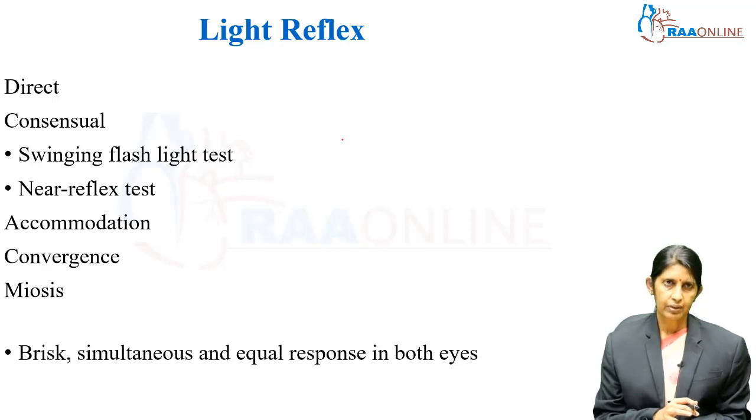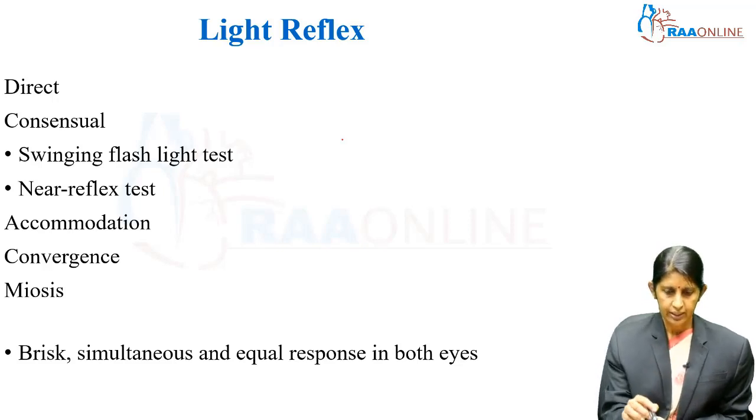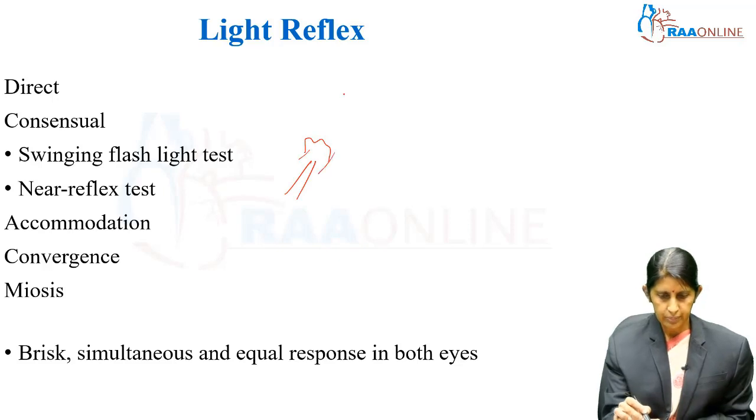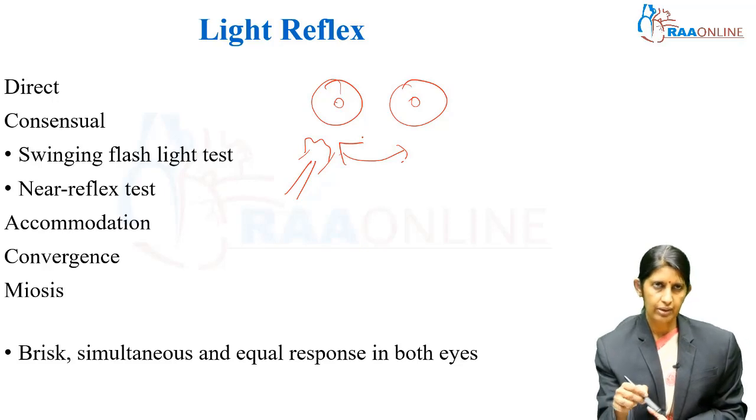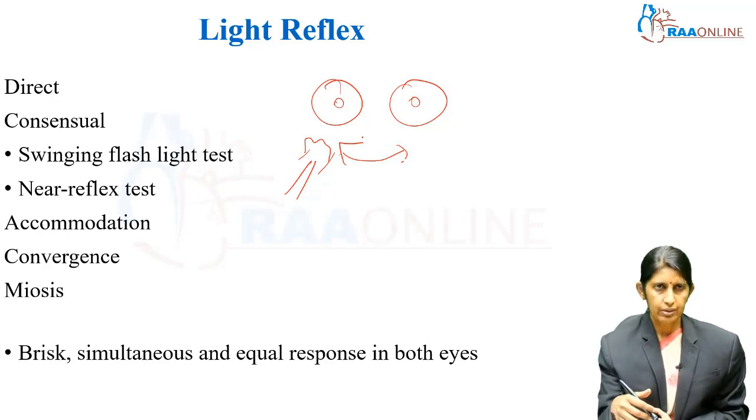And we have another test which is called the swinging flashlight test. Again, like the name indicates, the pupillary light is thrown on both eyes and we look for the reaction. This light is thrown in an alternating fashion between the right eye and the left eye, and we elicit the reaction. I will be demonstrating all these reflexes to you shortly. And we also have to elicit what you call a near reflex.